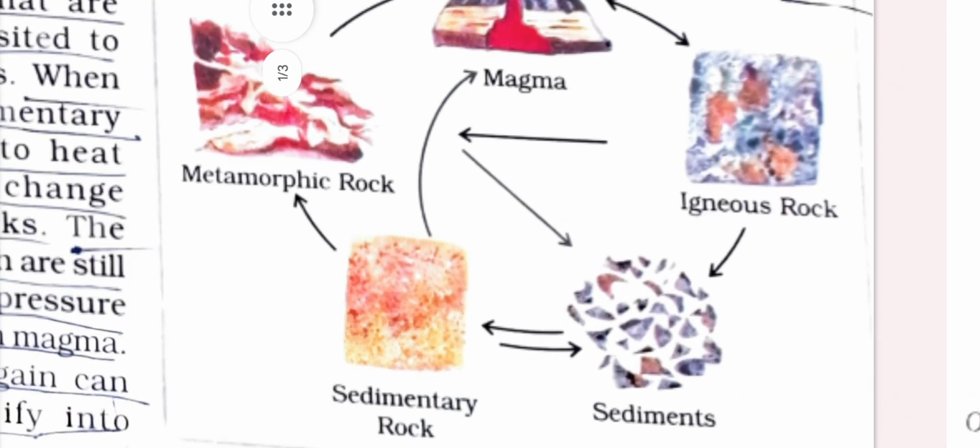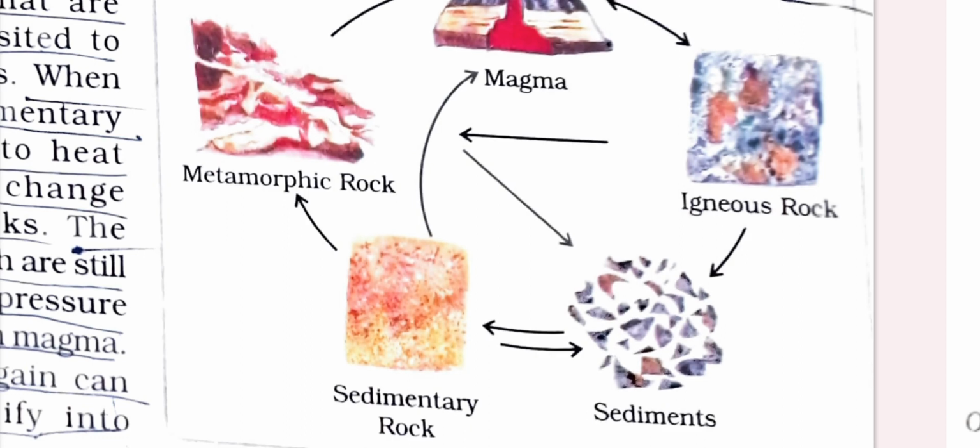For sedimentary rock, there are two arrow marks between sediments and sedimentary rock. That means sedimentary rock can be broken into sediments, and the sediments can be deposited and converted into sedimentary rock. That's why there are double arrow marks.